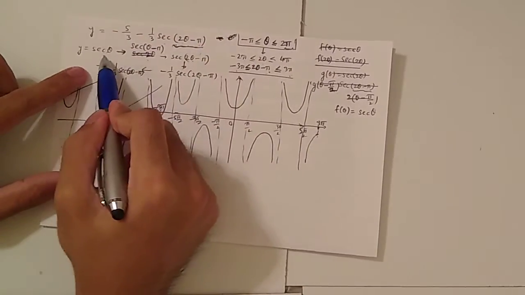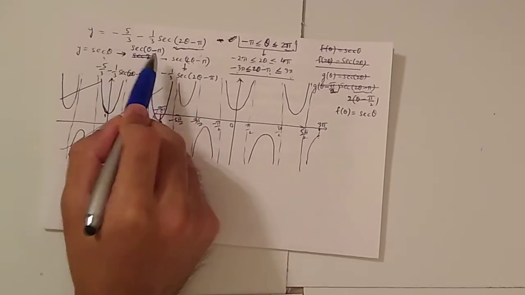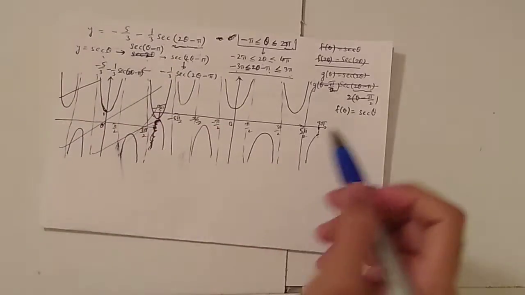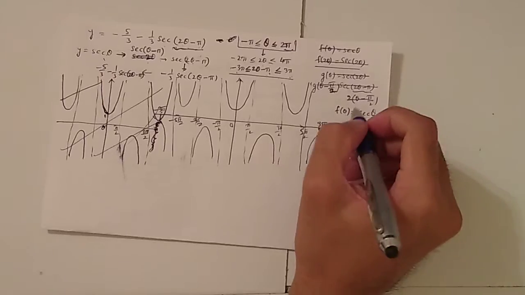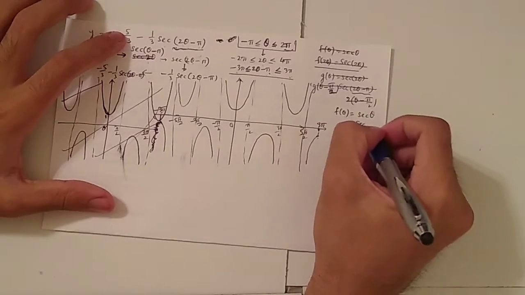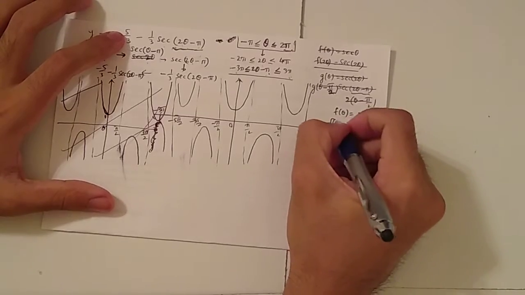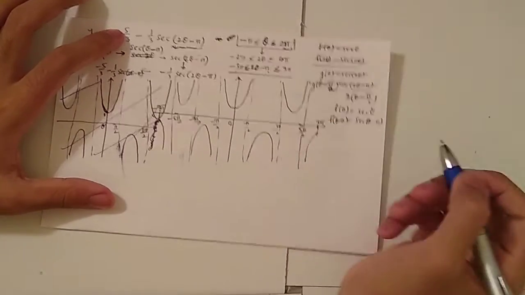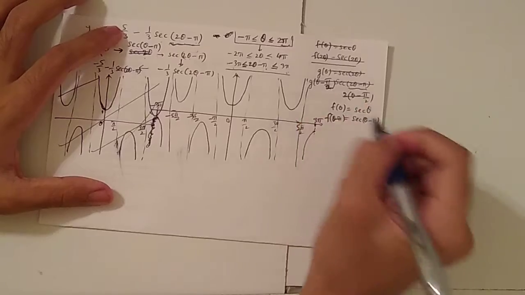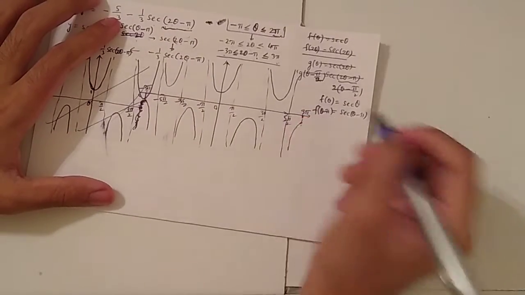Okay, so sec theta, we are converting that into sec of theta minus pi, and then we move into sec of 2 theta minus pi. So if f theta is equal to sec theta, in that case sec of theta minus pi is equal to f of theta minus pi. So that's your first step.